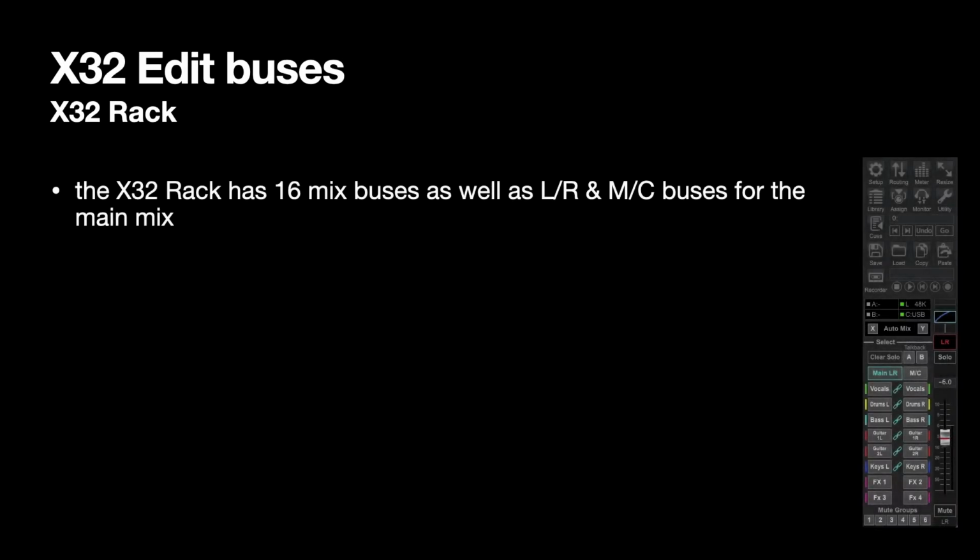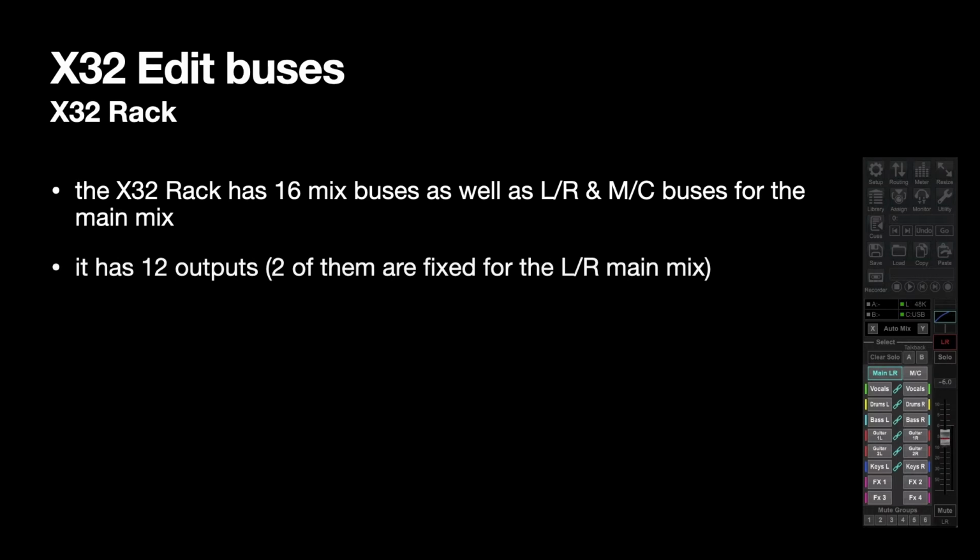The X32 Rack, which I'm using, has 16 mix buses, which you can see underneath the main left-right mix bus and the mono center bus. So vocals left and right, you can see them there. Drums left and right, bass left and right, guitar 1 left and right, guitar 2 left and right, keyboards left and right, and they've all got that chain icon, which means that when you adjust one side, you're also adjusting the other side. So they're stereo buses. Effects 1, Effects 2, Effects 3, Effects 4, they're not stereo buses, so they don't have those chains between them. So they can be sent to individually.